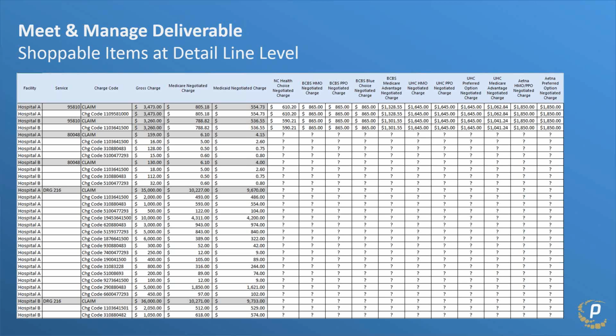Where it becomes a little bit more complicated is when you look at the next line down, the service code 80048. We've got multiple codes, in this particular case, 3 charge codes that roll up to a claim. So we've got to calculate both our gross charge and then allocate down the detailed charge from that claim level across all payers based upon the negotiated rate that we have in place.